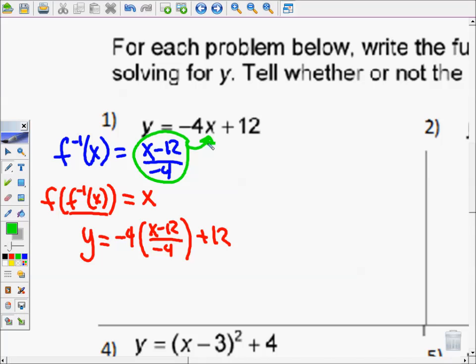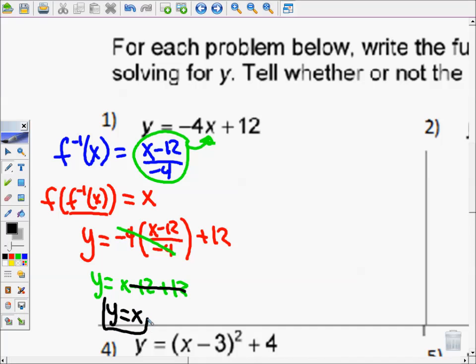If you are not comfortable doing it with an equation, you may choose a number and plug in a number. The only problem is sometimes the number doesn't give you the answer all the time. So what happens here? Negative 4 and negative 4 is going to do what? I'm left with y equals x minus 12 plus 12. The 12 cancels out, so I'm left with y equals x.